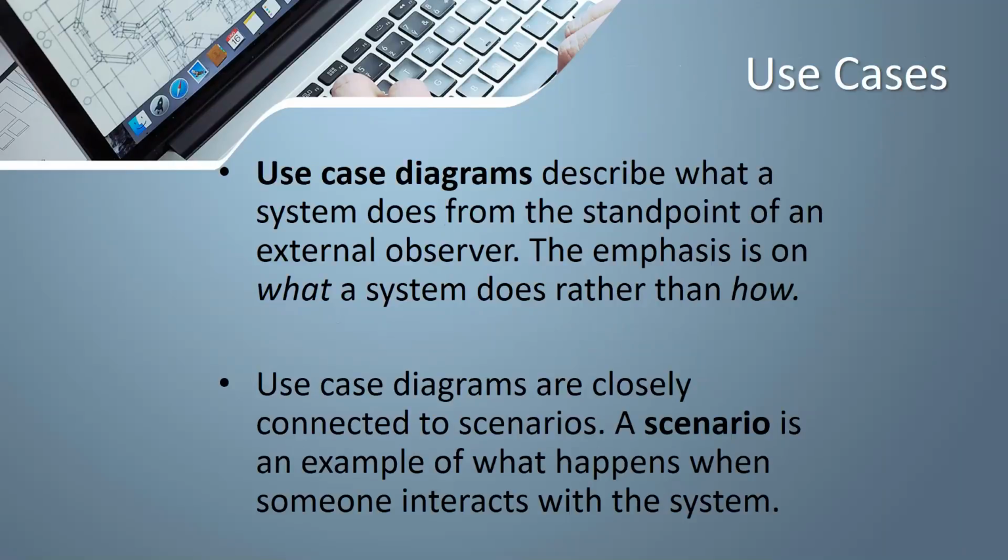Use case diagrams describe what a system does from the standpoint of an external observer. The emphasis is on what a system does rather than how. In use case, we are talking about what the system does. Use case diagrams are closely connected to scenarios. So you have two things here: scenarios and use case. They are connected in a way that in the use case you only depict the use case name and the actors. The scenario is the description of the use case.